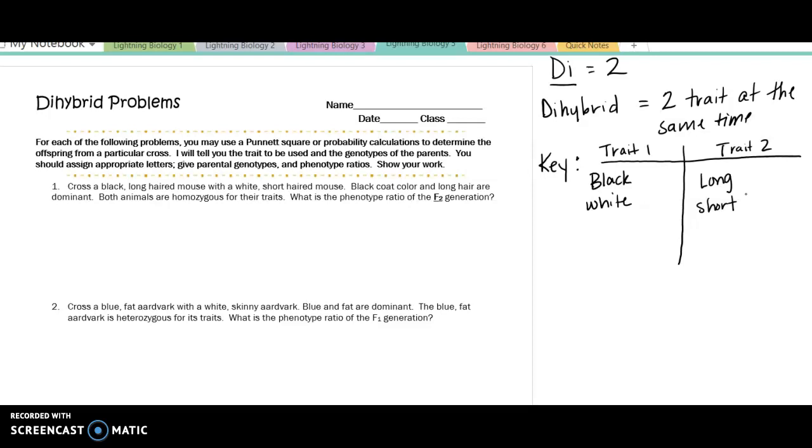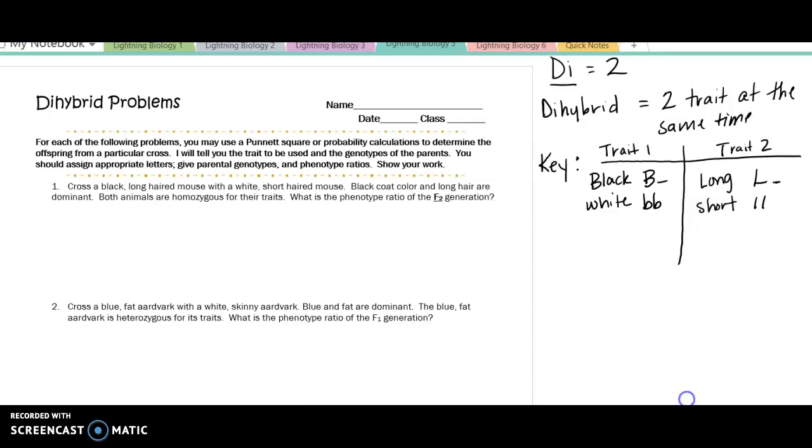And so you're going to cross a black long-haired mouse with a white short-haired mouse. Black coat color and long hair are dominant. And so we'll give the big B for black, meaning white would be homozygous recessive. And then long hair is also dominant, so the big L will be long, and the little l's can be for short hair.